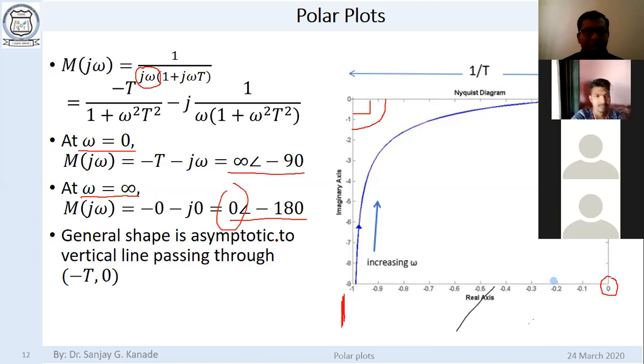So the shape of the curve generally is asymptotic. You can see here what we said, magnitude is infinity and angle is minus 90. So where to draw this infinity? It is asymptotic to a line. This is the vertical line passing through minus T here. Okay, this will be minus T, 0. From that point it will be passing. This is the vertical line through which the curve will pass.